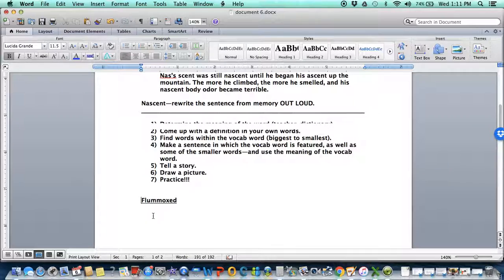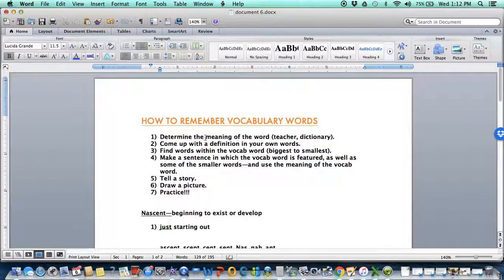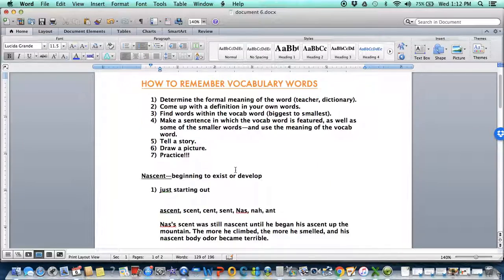All right, so let's see. I hate when my computer screen does that. First of all, determine the meaning of the word. You get this from your teacher or from a dictionary. It means when you're flummoxed, you are bewildered, confounded, confused. So that's the formal meaning. I'm going to say the formal meaning, use that word formal, so I'll correct that up here too. Determine the formal meaning of the word.